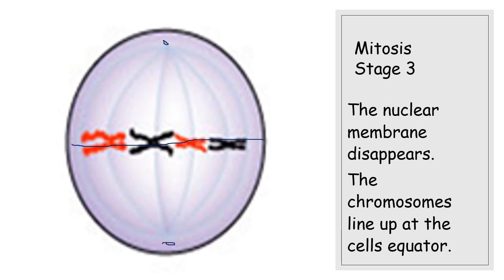an imaginary line. And faintly, you might see these things called spindle fibers. They're attaching onto the centromere of each of the chromosomes. They're going to have an important job in stage 4.